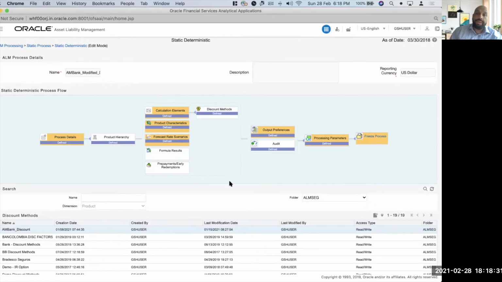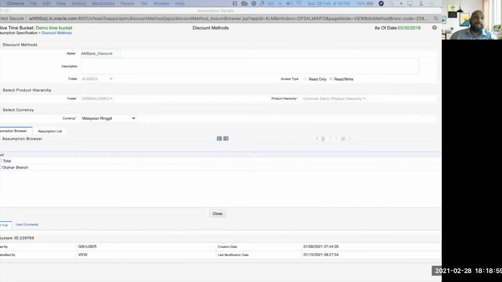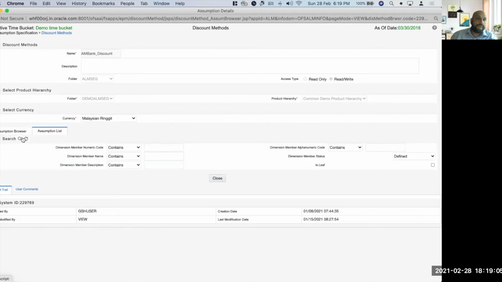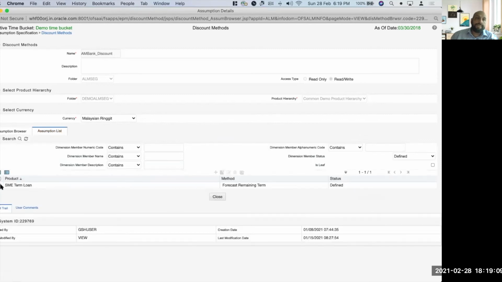Now, the cool thing is, if you want to understand what is the underlying discount curve, you can simply click on this view button. It would bring up another screen. The application actually brings you to the screen of the discount methods. Now, if you want to see what was set up in this particular case, you can just move to assumption rules and look for the products where it was set up.